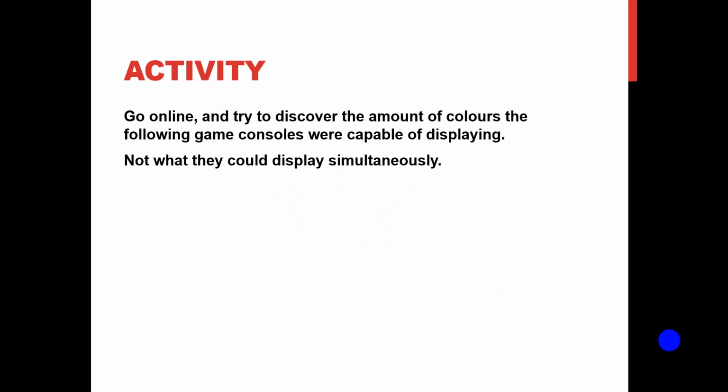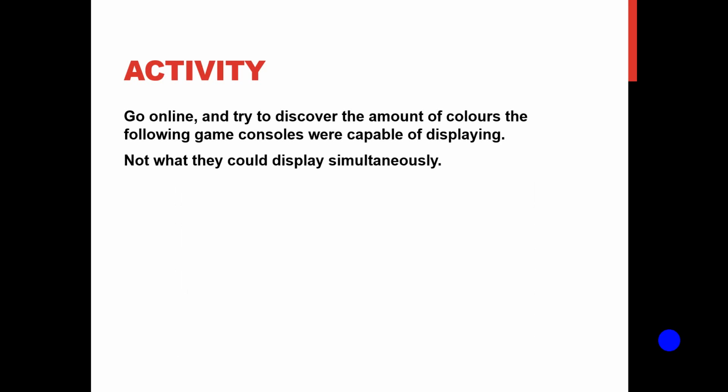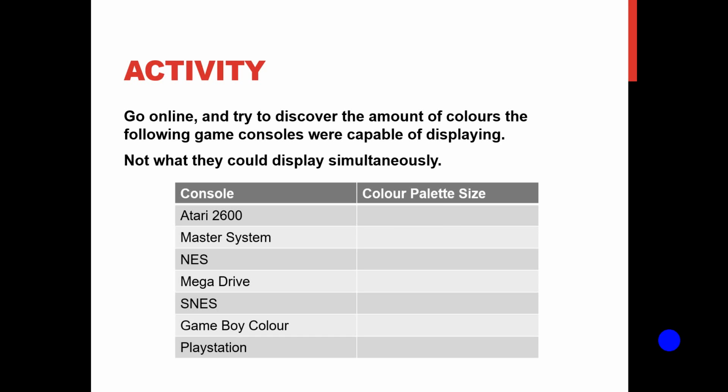As an activity, if you wish to do it, pause the video now, go online, and try to discover the number of colors that the following game consoles were capable of displaying, not what they could display simultaneously. So how many could they display? Here are some answers. We've got the Atari 2600, the Master System, NES, Mega Drive, SNES, Game Boy Color, PlayStation. You can pause it if you want, and let's look at the answers.